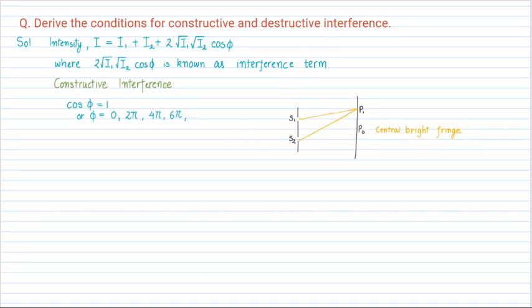Fine. Now let us consider another point. Now look here. At this point, how much will be the phase difference? The phase difference will be 2 pi. So if the phase difference is 2 pi, then look here. Suppose the light is traveling from slit S1. So one wavelength, two wavelength, three wavelength, right? Similarly, the light is traveling from your slit S2.